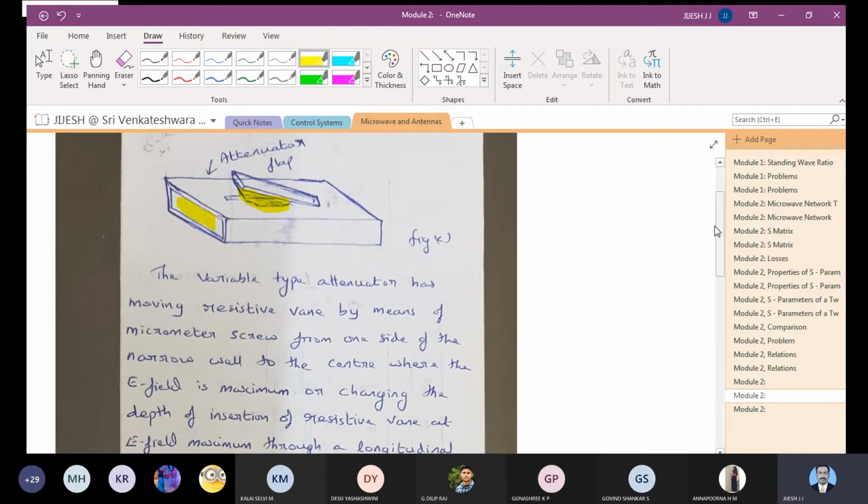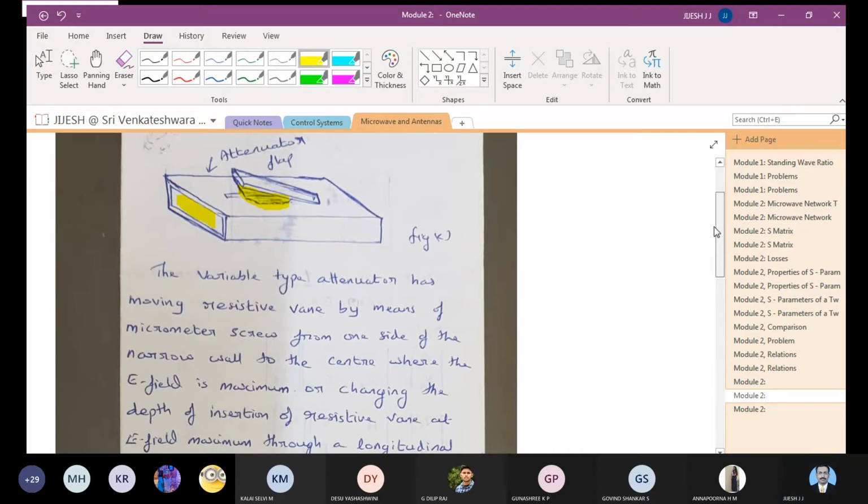Okay, so you just draw this. You have completed this diagram. Yes, sir. Okay.